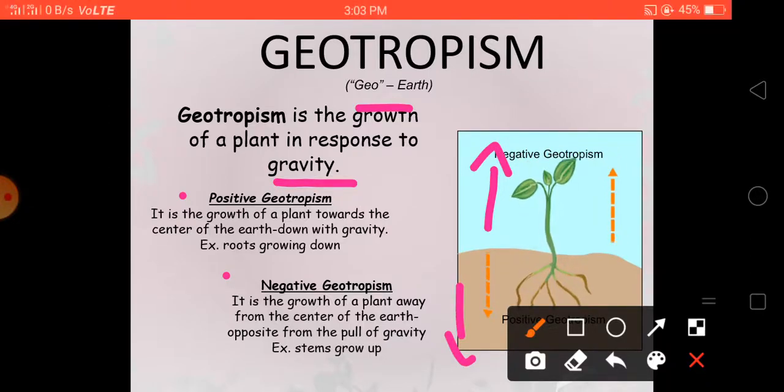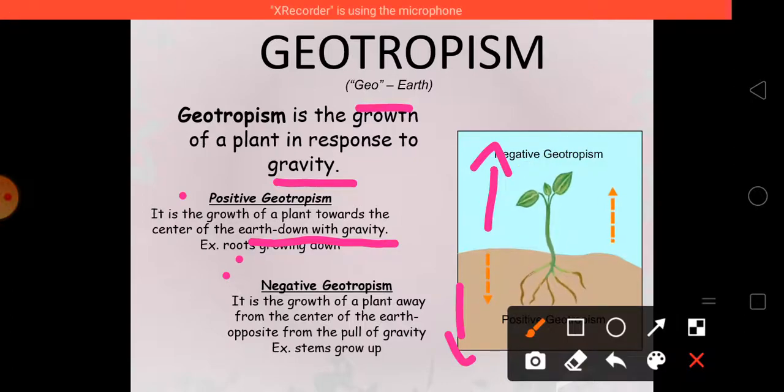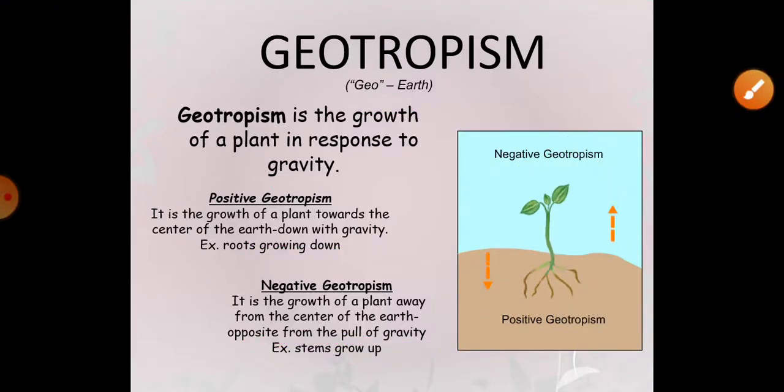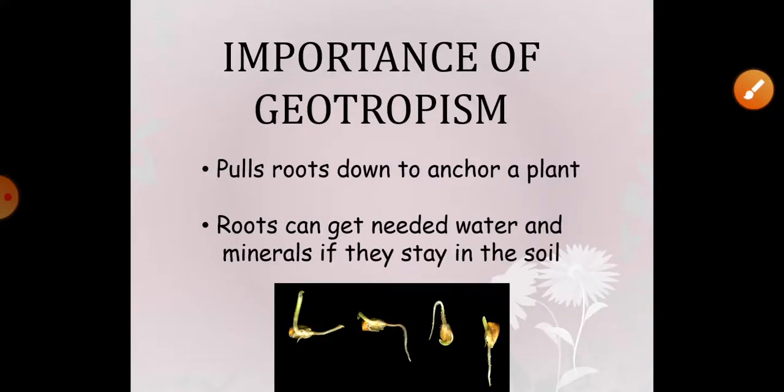The positive geotropism is towards the center of the earth, down with gravity, and this shows the root part, and the negative geotropism is away from the earth, which means opposite from the pull of gravity. Importance of geotropism: it pulls roots down to anchor a plant. Roots can get needed water and minerals if they stay in the soil. So these are the two importances of geotropism, which responds to gravity.